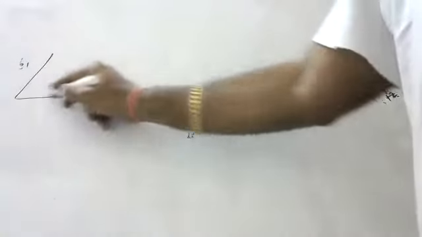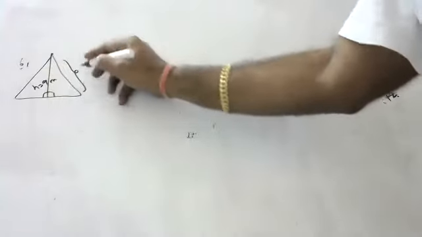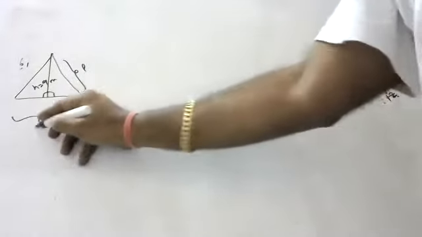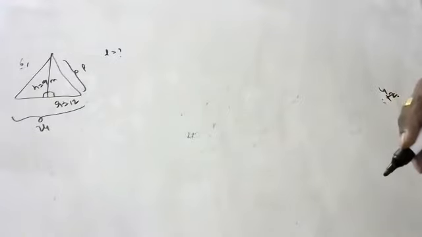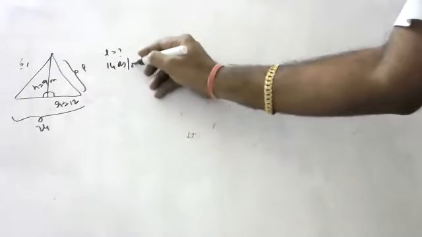Okay. Next question. The height of the tent is 9 meters. Height means this line, not this. Its base diameter is 24, which means the radius is 12. First question, what is the slant height? Second question, find the cost of canvas required at the rate of 14 rupees per meter square.